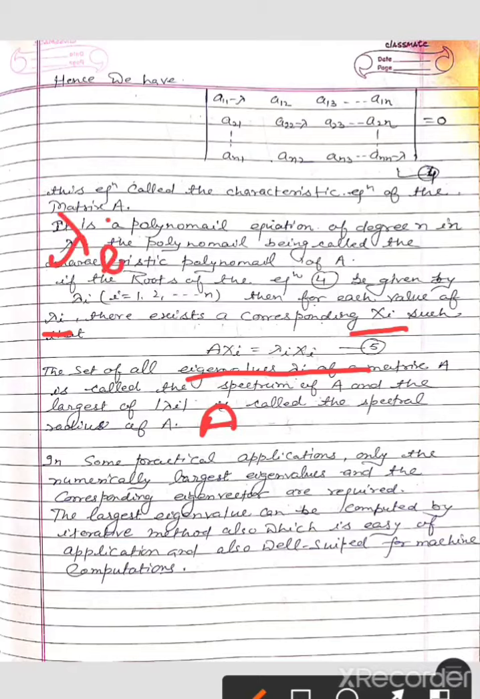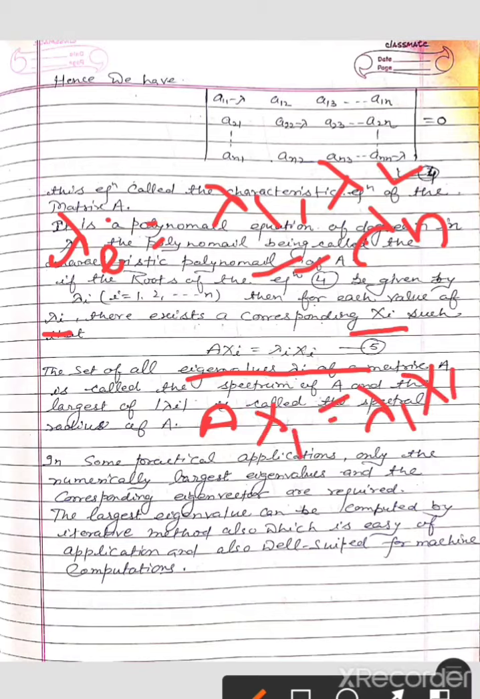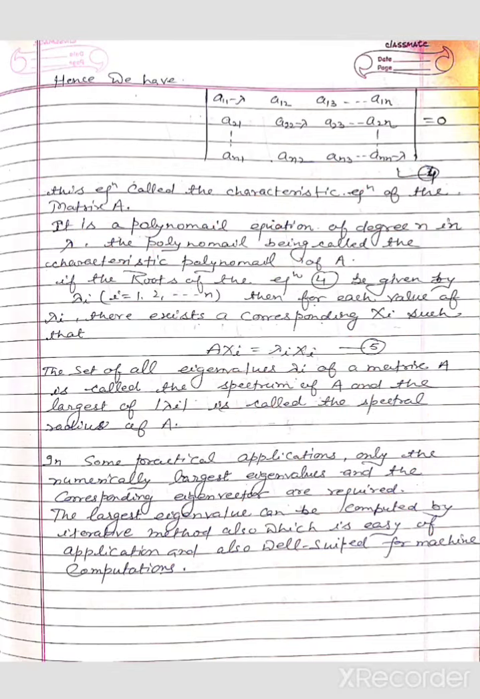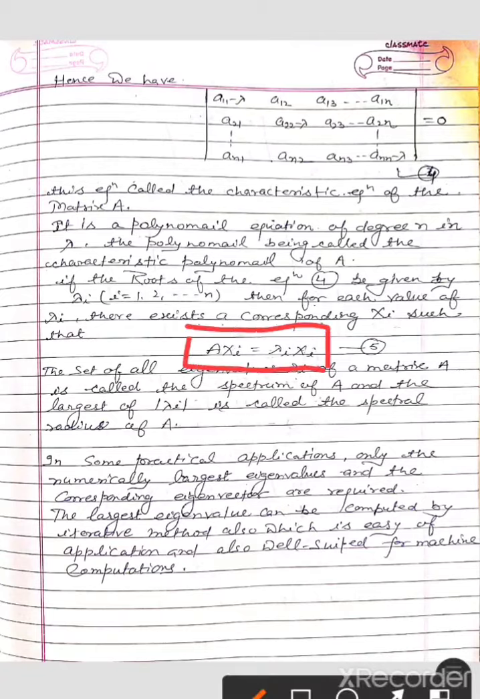Suppose lambda i equals lambda 1, lambda 2 up to lambda n, then we get A x1 equals lambda 1 x1, A x2 equals lambda 2 x2, and so on, A xn equals lambda n xn. So we get the n values of lambda and the corresponding n column vectors xi, in such a way that this equation is satisfied.